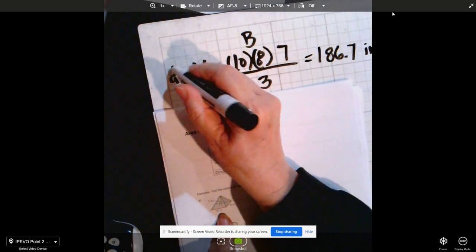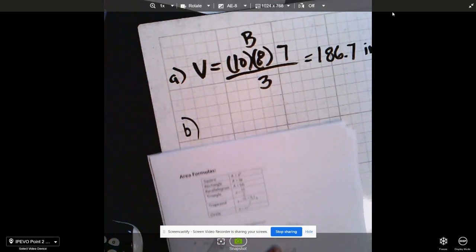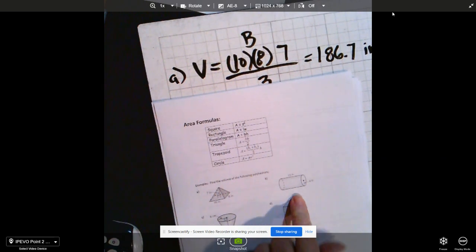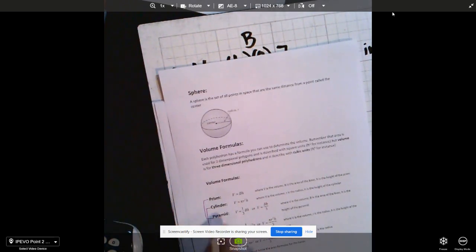So that's A. For B, again, first thing you have to do is decide what shape it is, because you don't know what formula to use until you know what shape it is. Well, it has 2 circular bases. They are parallel, so it's either a prism or a cylinder. The bases are circles, so it's a cylinder. So let's go back here and find the formula for the volume of a cylinder. The volume is pi r squared h.